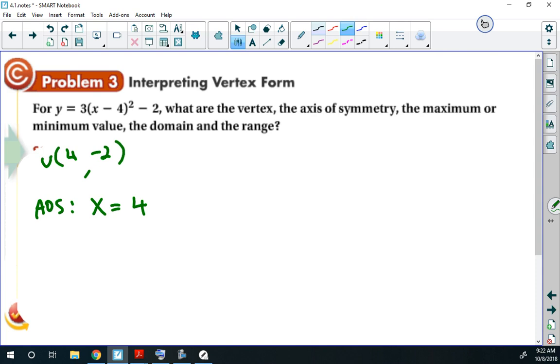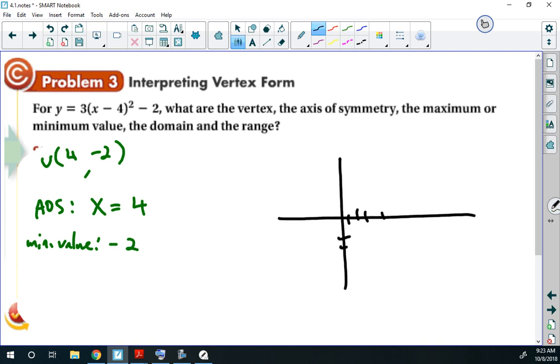And our maximum or min value, is it a max or a min? It is a min. And our min value would be what? Min value would be not 4, -2. If we sketch a quick graph, 1, 2, 3, 4, down 2, quick sketch of this thing, the graph's going to open like that. So, and it does have a min value. Our domain's always going to be the same, negative to positive infinity.